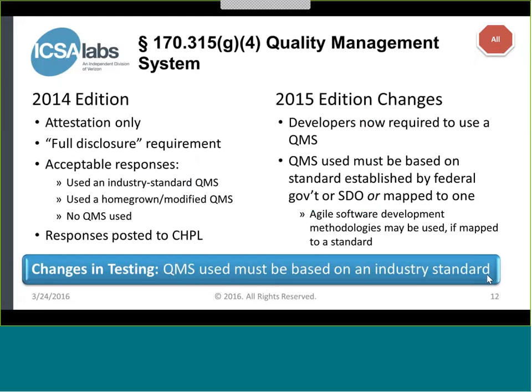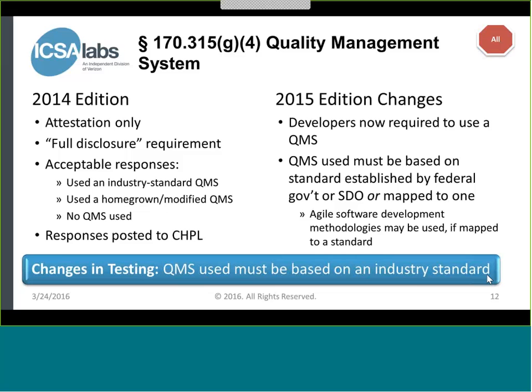Now, quality management system, again, if you've tested them in 2014, you're probably familiar with this one. Previously, it was attestation only, is what I refer to as a full disclosure requirement. There was no minimum standard required. You could say that you use an industry standard QMS, or that you used a homegrown or modified QMS, or maybe you use no QMS at all. All of those were acceptable. The intent of the criterion was only to make sure that the results were disclosed to end users.